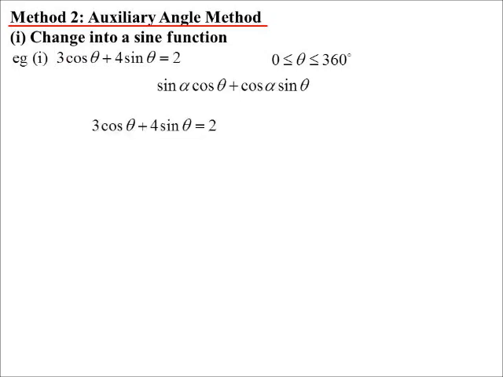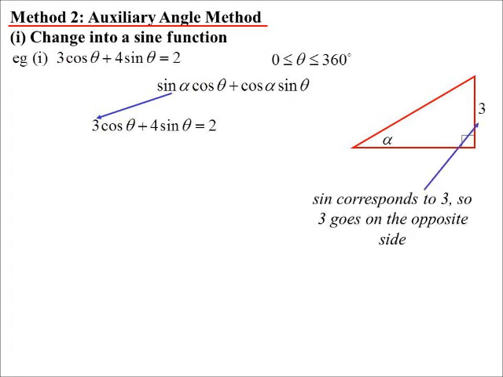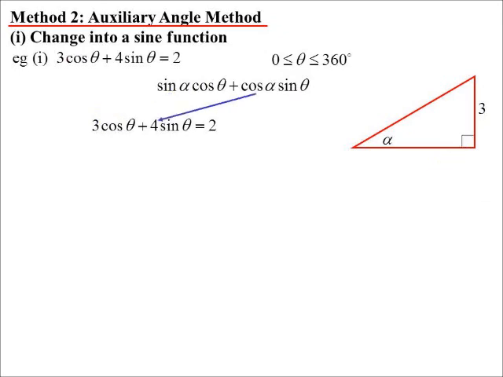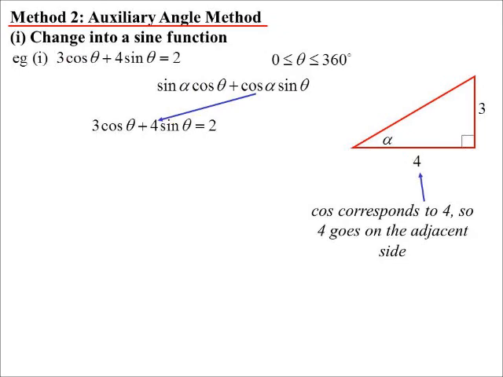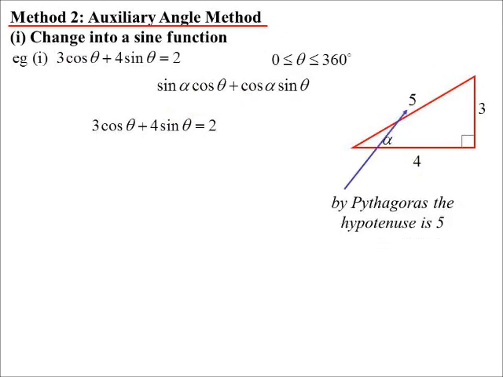Remember our friend up there: sine, cos, cos, sine. If it's the sine, it's the sine. I actually have that there. I've got something times cos, something times sine. So really what I'm saying is that, hang on a sec, sine alpha is 3 if you like. Well, if sine alpha is 3, then over here on my triangle, I'll put 3 on the opposite side, because sine is opposite over hypotenuse. Cos must be 4, so over here I'll put 4 on the adjacent side. By Pythagoras, my hypotenuse is 5. So I've now created this little triangle.